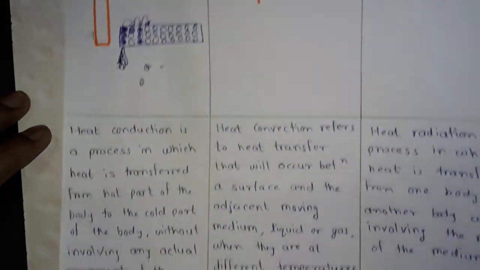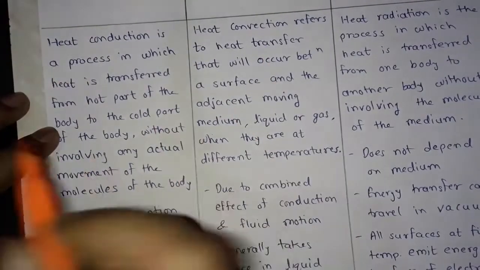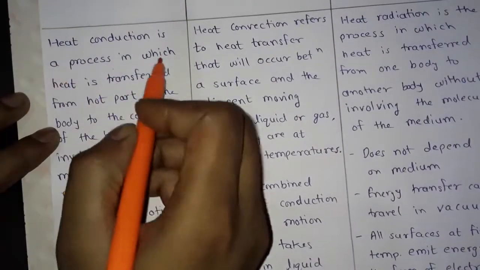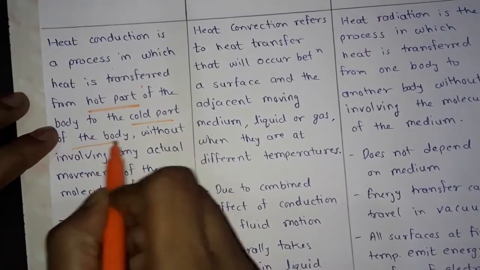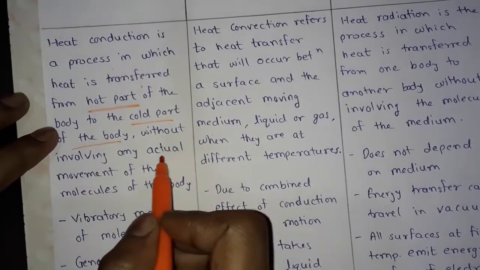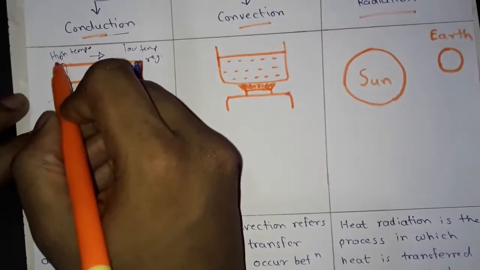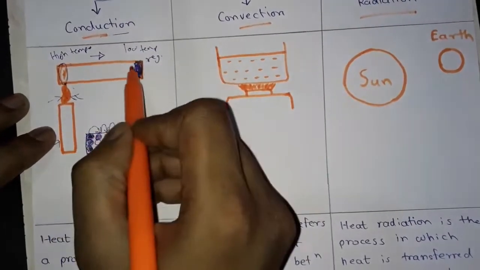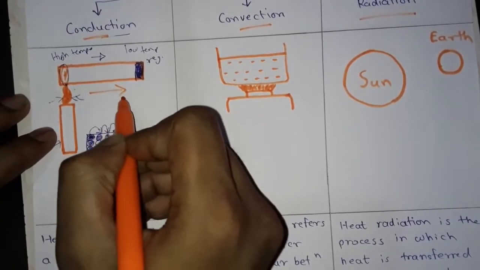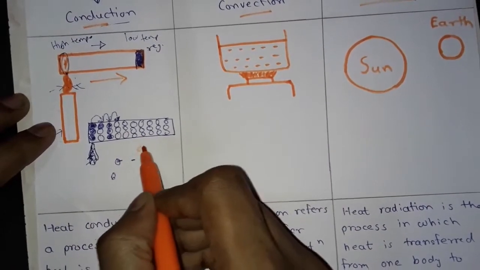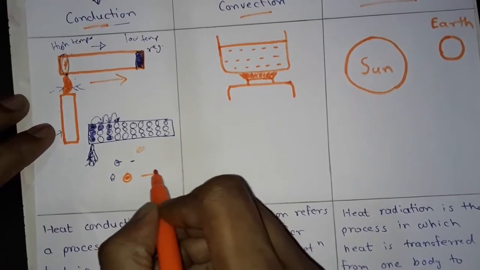Now let's see the definition and some theoretical part of it. Heat conduction is a process in which heat is transferred from the hot part of the body to the cold part of the body without involving any actual movement of the molecules of the body. As we have seen, this is the hot part of the body, and here is the low temperature part of the body. Heat is transferred from this position to this position without involving any movement of the molecules, that is, the molecule is here and then goes to here.